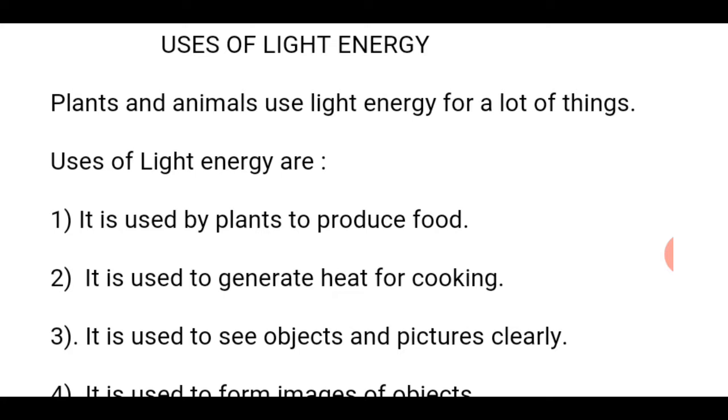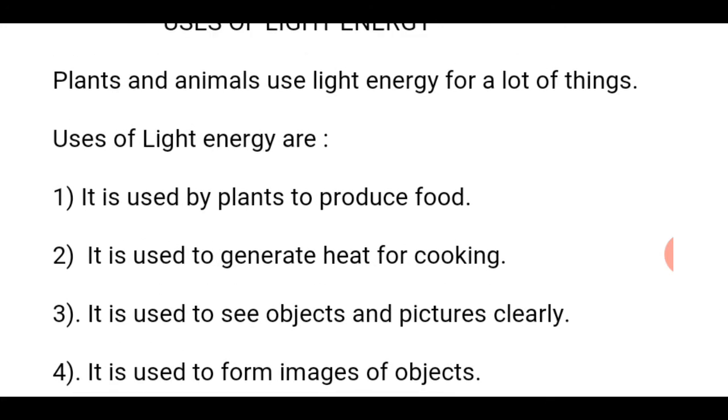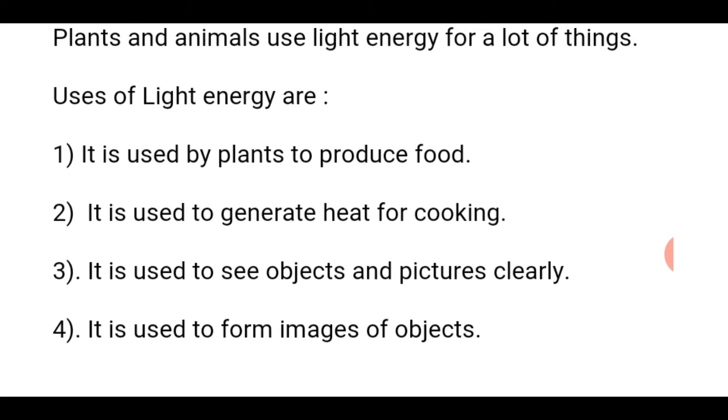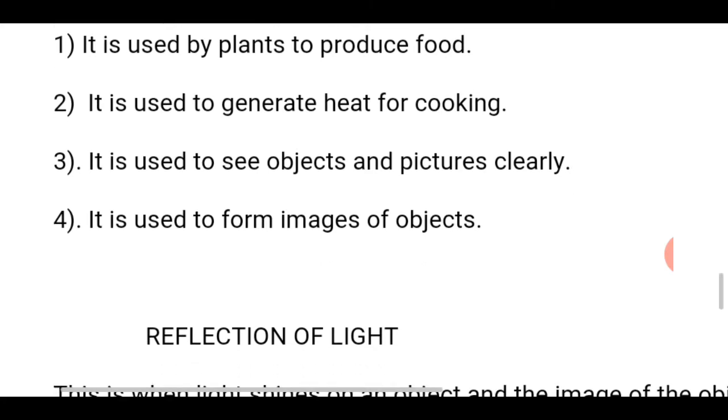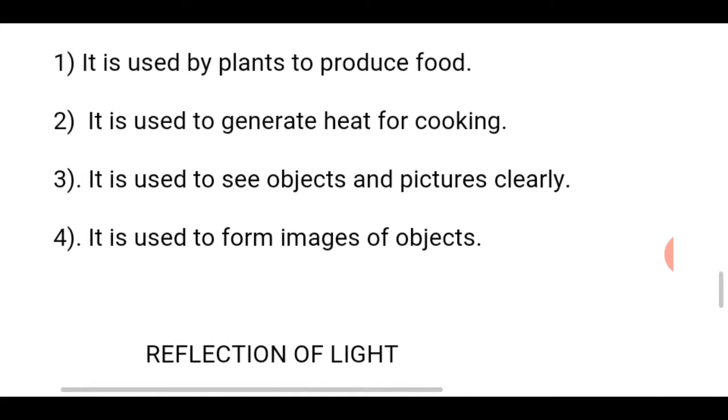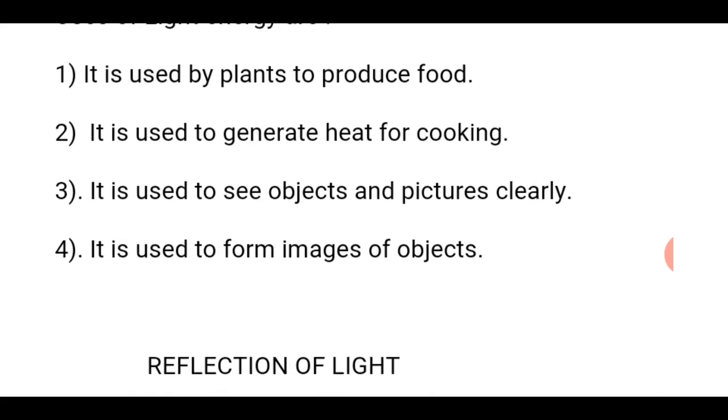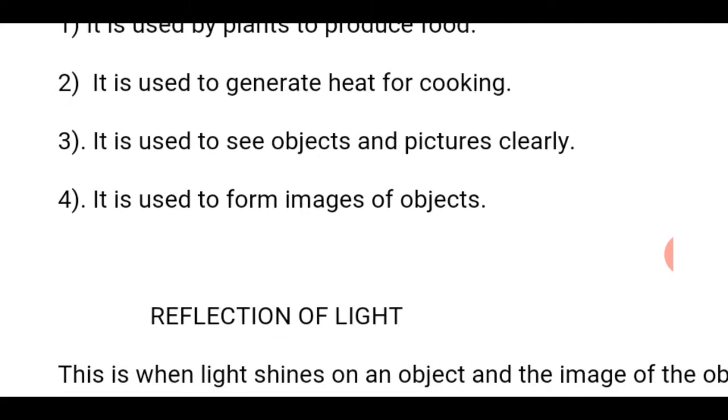Plants and animals use light energy for a lot of things. Now let us go into the uses of light energy. Number one: it is used by plants to produce food. Yes, plants use sunlight to produce their food.